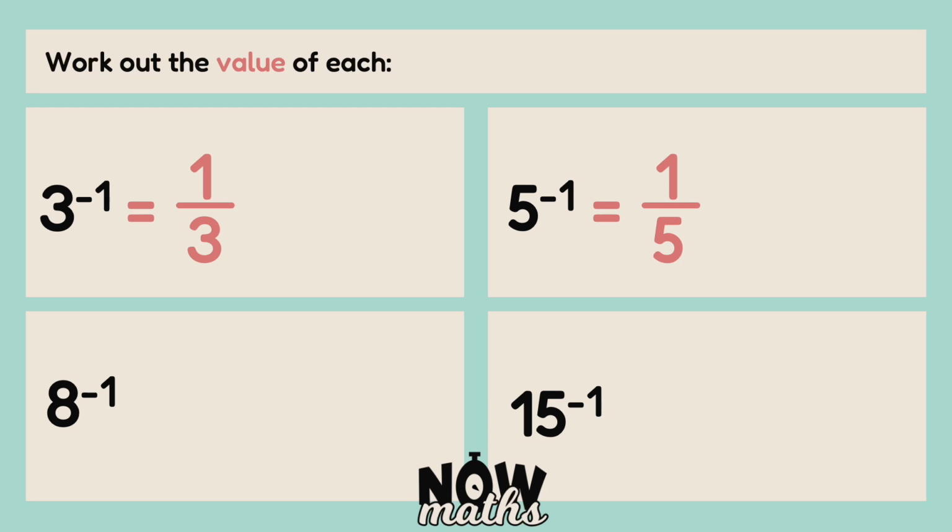8 to the power of -1 will be 1 over 8, or 1/8, and 15 to the power of -1 will be 1 over 15.